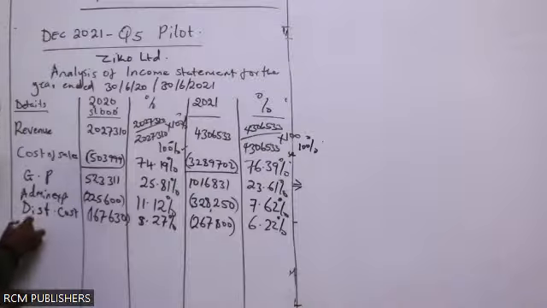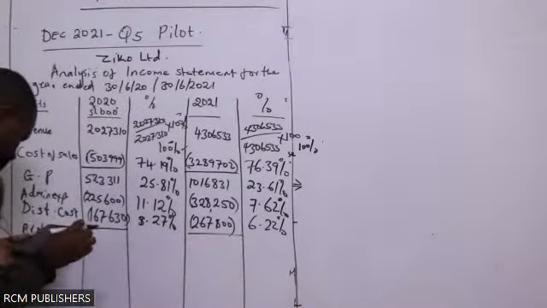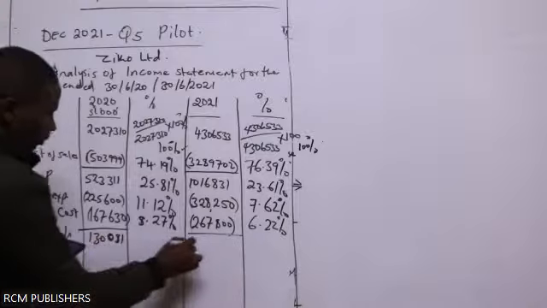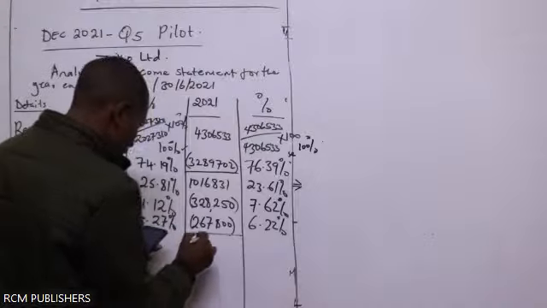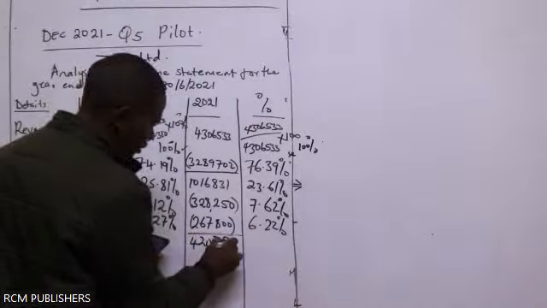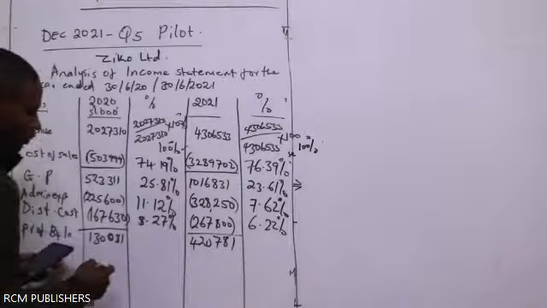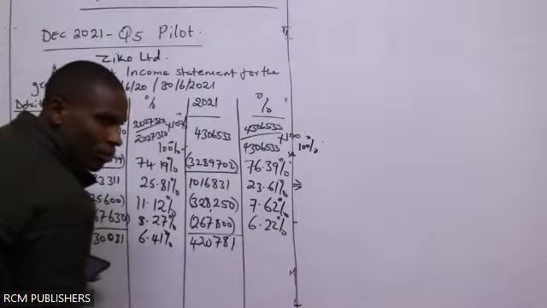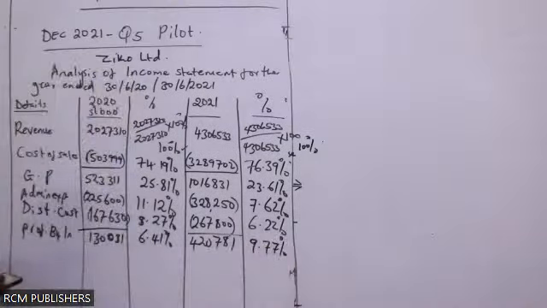Profit before interest. It will be the difference between the two. 130,081. And here we have how much? 130,081 and 427,81. So give me also the percentage of that. 6.41. You are absolutely right. What about the next one? 9.77%. We move to the interest.